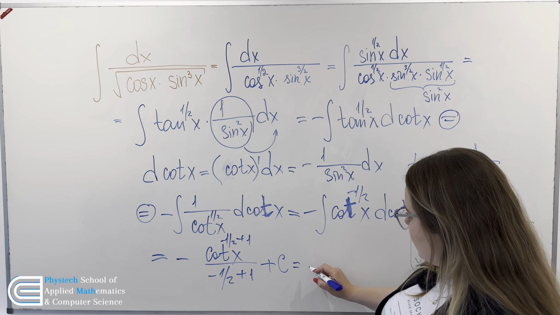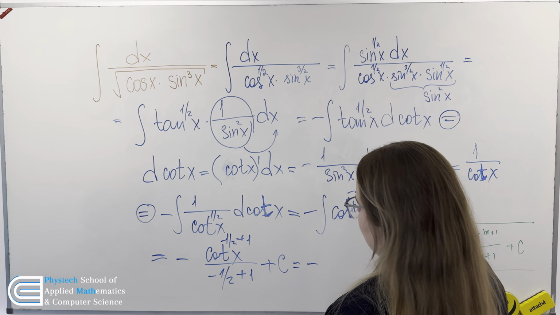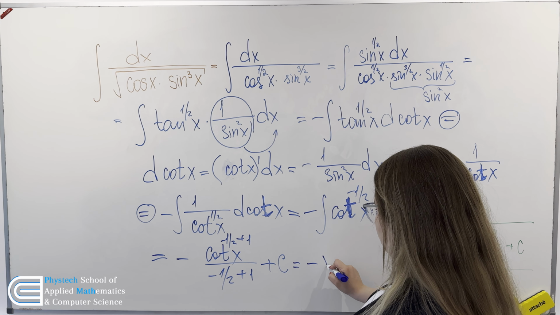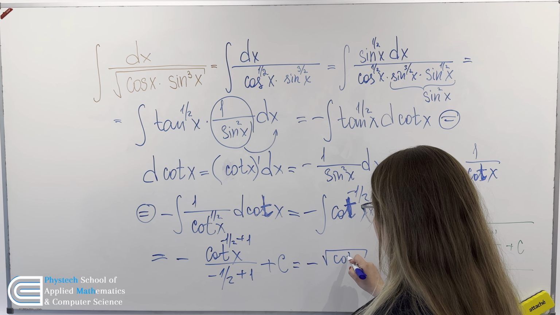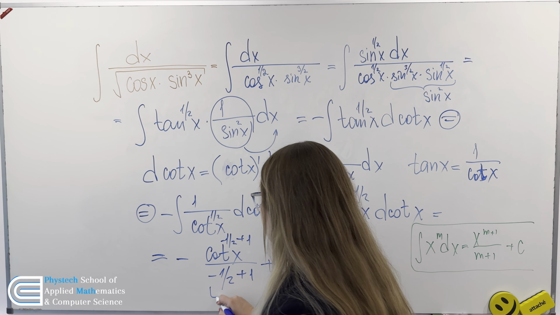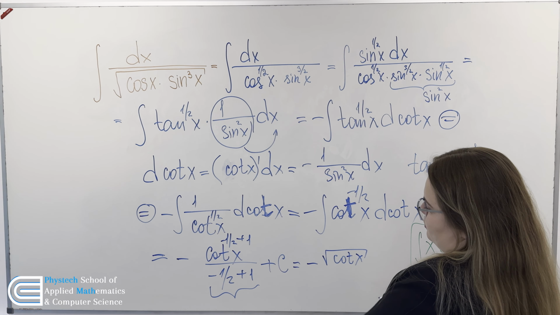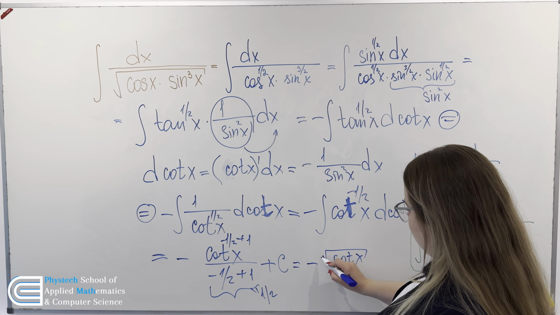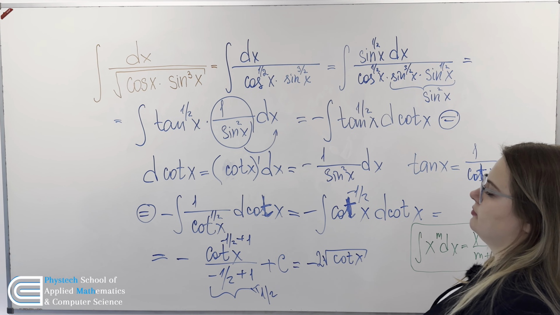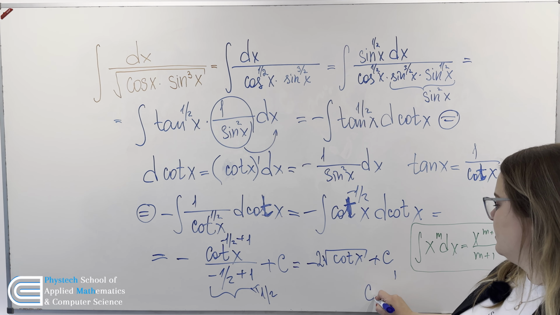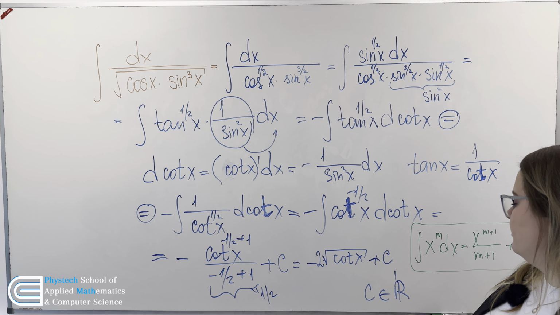And we can rewrite it. Minus, here will be square root of cotangent of x, and here will be minus 1 divided by 2 plus 1. It's 1 divided by 2. So 2 we can put here, plus c from real numbers.